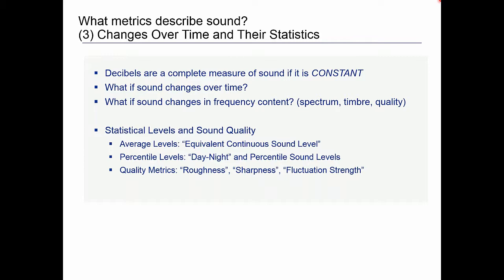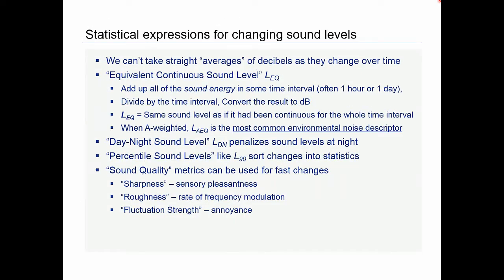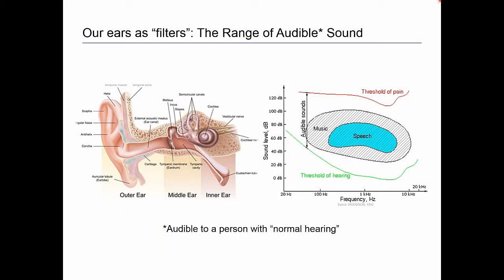And finally, there are such things as sound quality metrics. You don't hear too much about them. They're not very frequently used, but they are measurable. Things like roughness, sharpness, fluctuation strength. These are all measures of how the sound is changing in time. So let's delve a little deeper into the human response to sound.